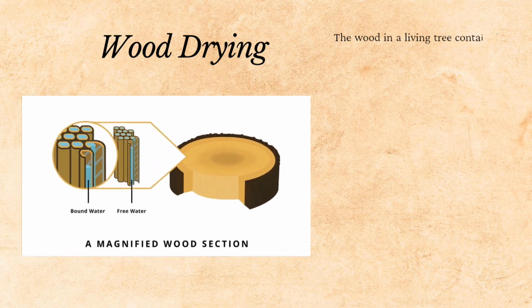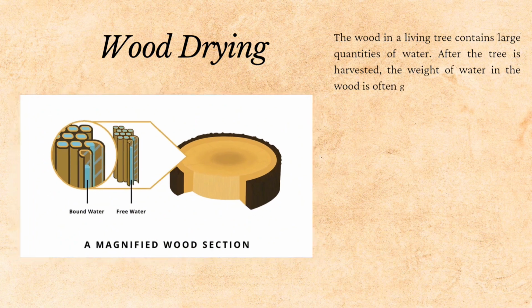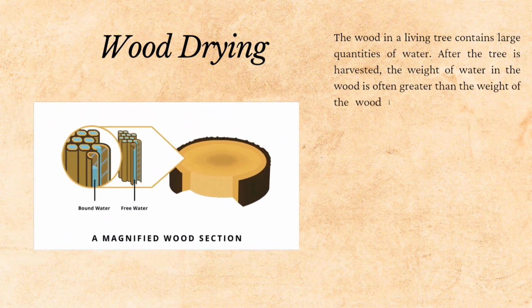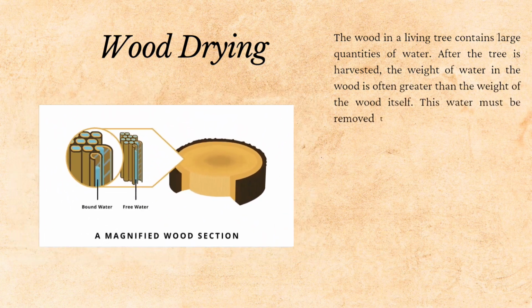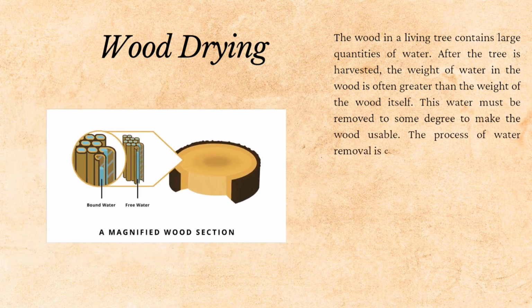Introduction to wood drying. The wood in a living tree contains large quantities of water. After the tree is harvested, the weight of water in the wood is often greater than the weight of the wood itself. This water must be removed to some degree to make the wood usable. The process of water removal is called drying.